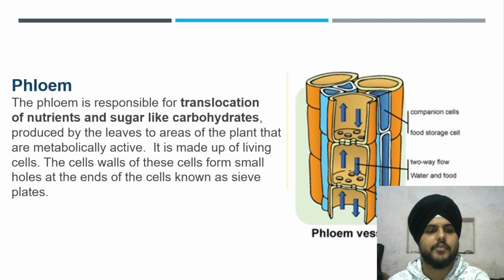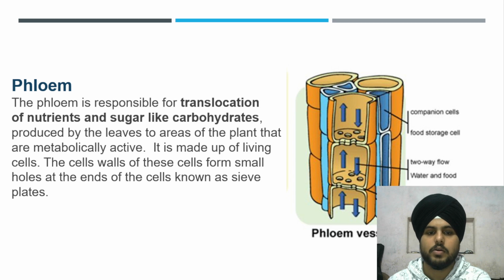Okay, let's read the definition. The phloem is responsible for translocation of nutrients and sugar like carbohydrates. See, nutrients are transported as these nutrients are formed in the process of photosynthesis. These are the food for the plant, and translocation of nutrients and sugar like carbohydrates produced by the leaves to the areas of the plant that are metabolically active. It is made up of living cells.